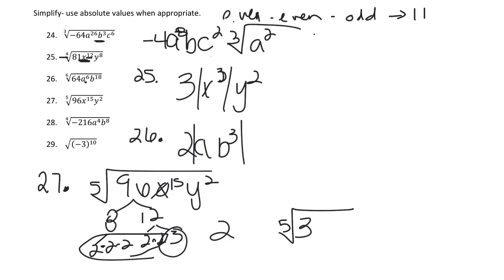Then the fifth root of x to the 15th. 15 divided by 5 is 3, so that's x cubed outside. And 2 is less than 5, so the y squared has to stay inside. So it becomes 2x cubed, fifth root of 3y squared.